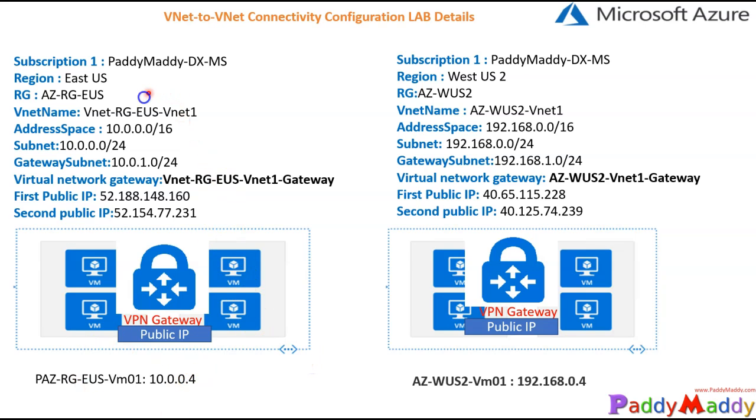Whatever we have done here, with similar settings, we're going to perform once again in the same subscription, but this time in a different region. On the left side, we have performed all these steps in East US. Now we're going to perform them in West US. We create a new VNet, and we give it a different address space, because we don't want the same address space and get into issues. So definitely it should be a different address space.